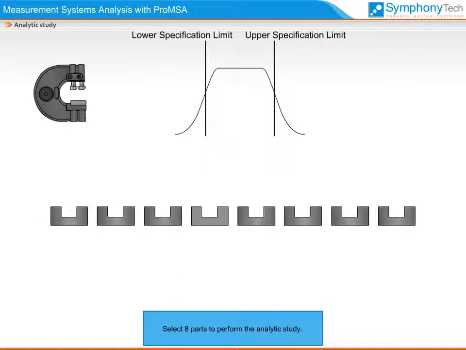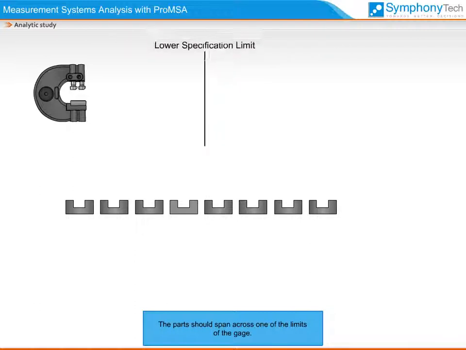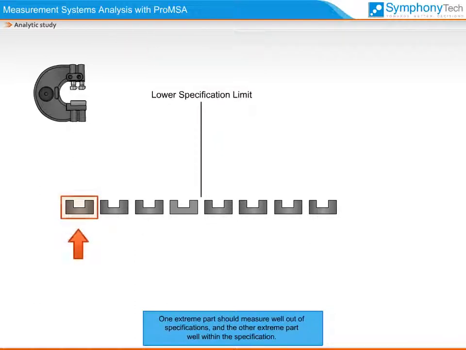Select 8 parts to perform the analytic study. The parts should span across one of the limits of the gauge. One extreme part should measure well out of specifications and the other extreme part well within the specifications.